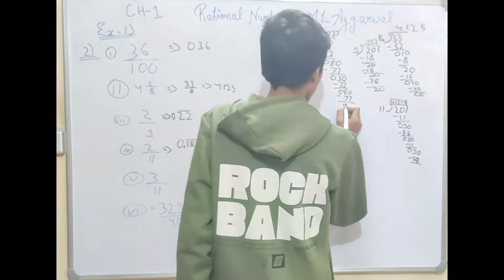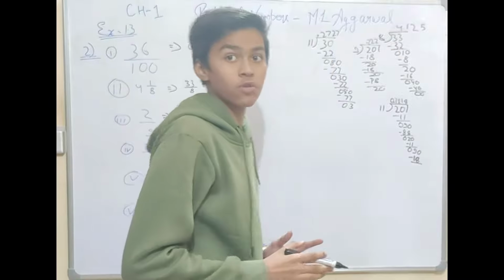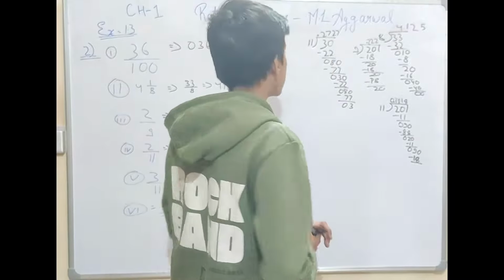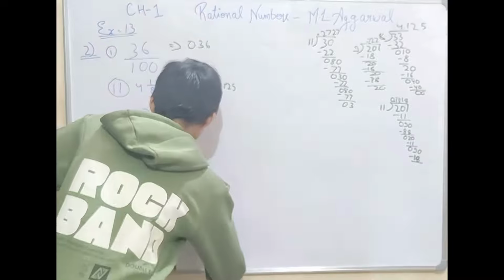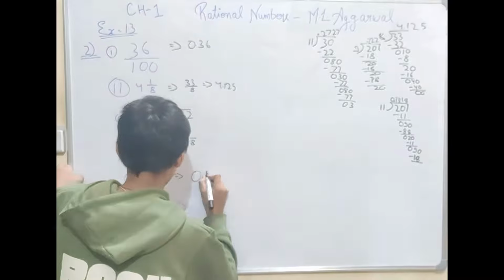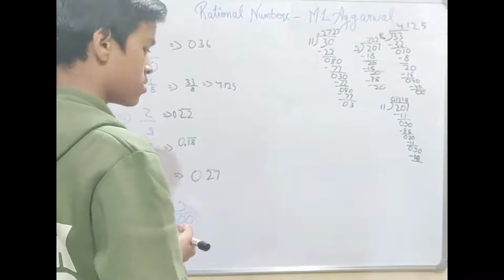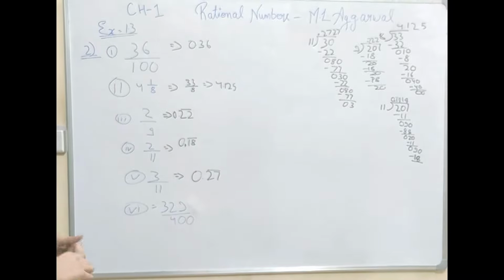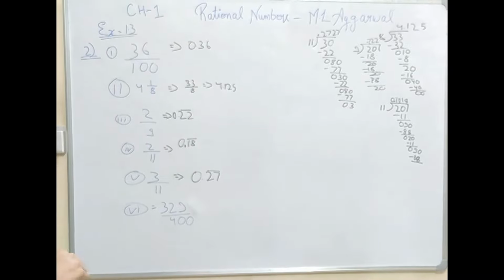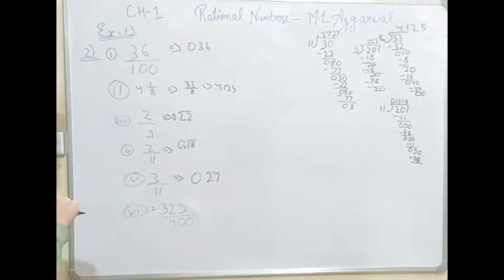Okay, so here it is 0.27272727 endless number of times. So we can just write it as 0.27 and a bar on it. Okay, and then is our sixth part, which states 329 upon 400.